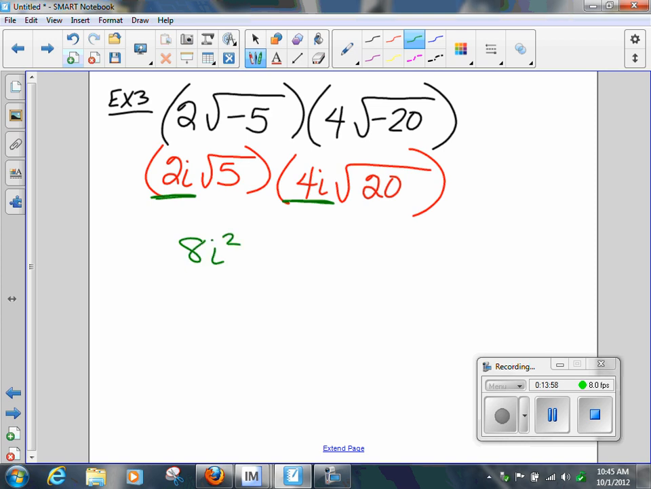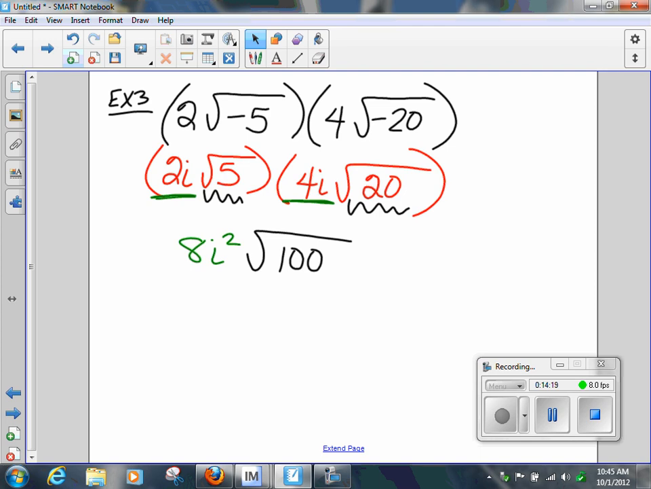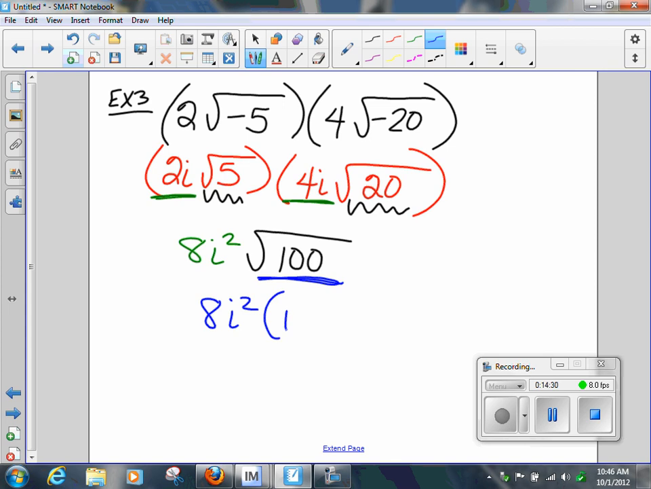And then, what's root 5 times root 20? Root 100. Everybody with me so far? Yeah? Can I simplify that? What are you going to simplify first? Take out the 10? We can do that. Take out the 10 because the square root of 100 is 10. So 8i squared times 10.